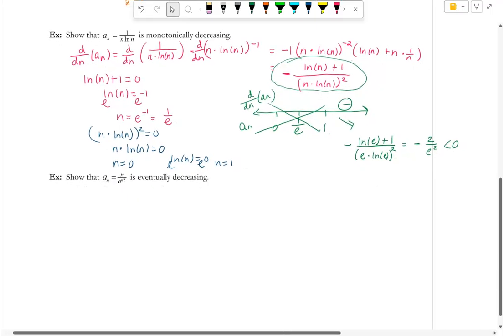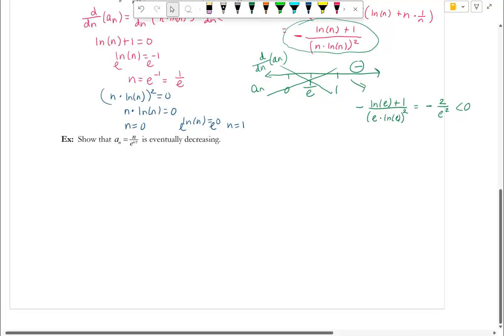All right, finally, in the last example, we are showing that our sequence a sub n is eventually decreasing. So this means that our sequence might not be decreasing for, who knows, maybe the first several terms, but at some point the sequence is decreasing. So again, let's try this one using the derivative.